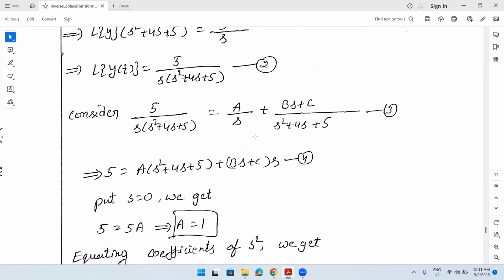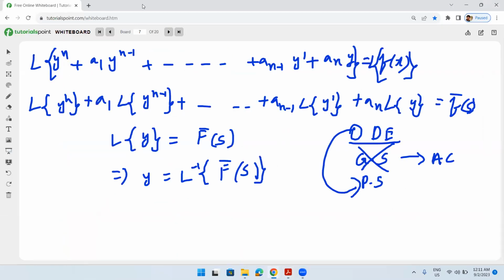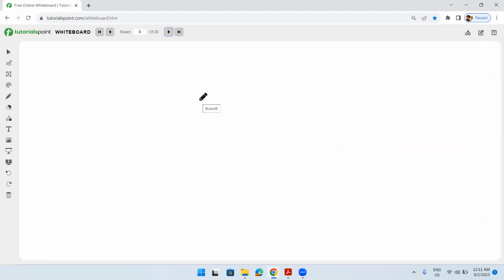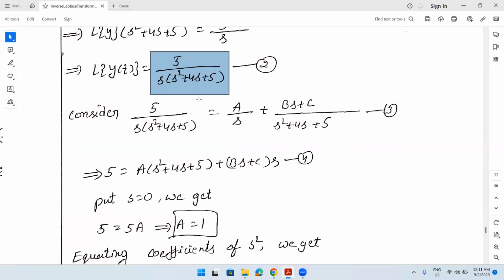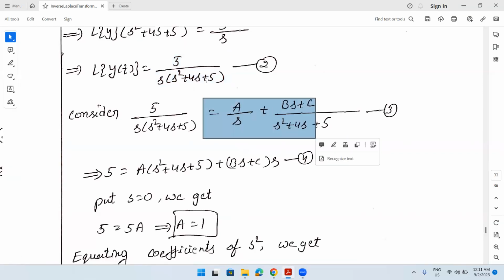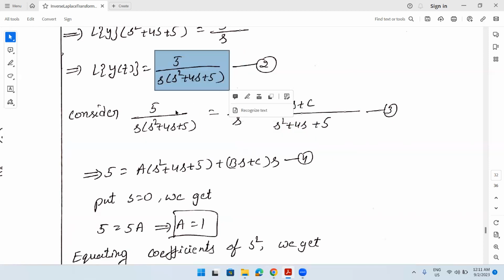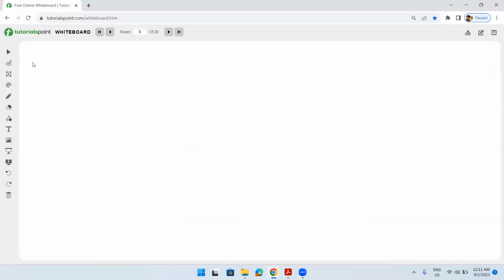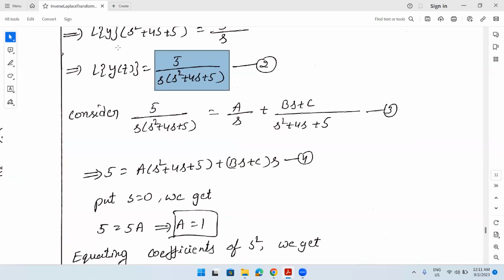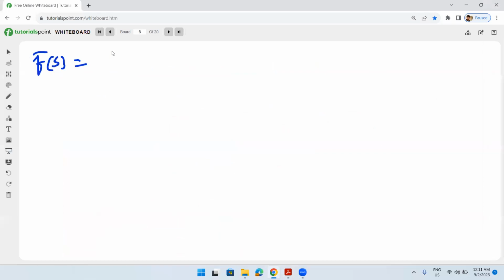Now here I will apply the convolution theorem. So the convolution theorem can also be practiced. In these notes, it is the partial fraction method; I'll do the convolution theorem. Here I'll take f bar of s as 1 by s square plus 4s plus 5.